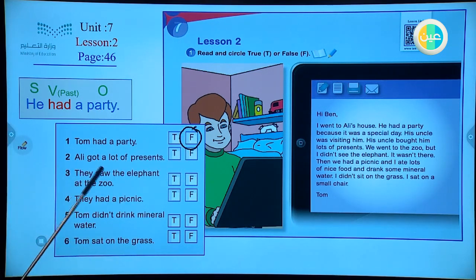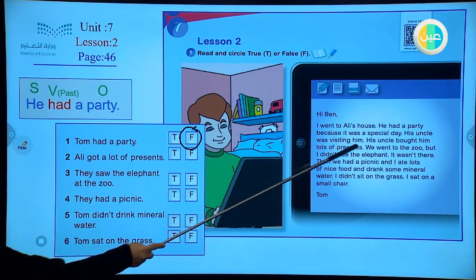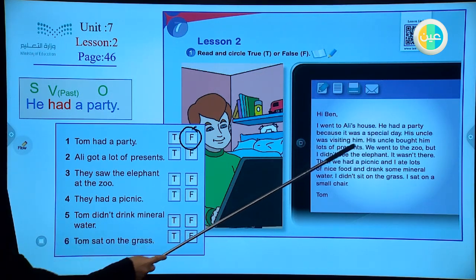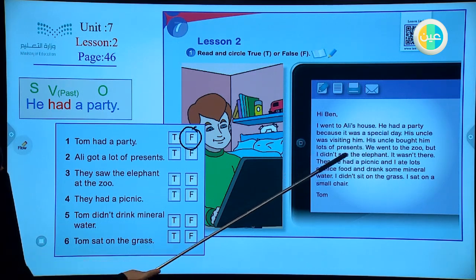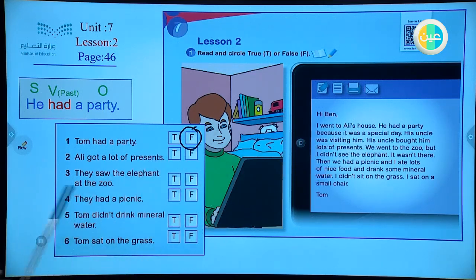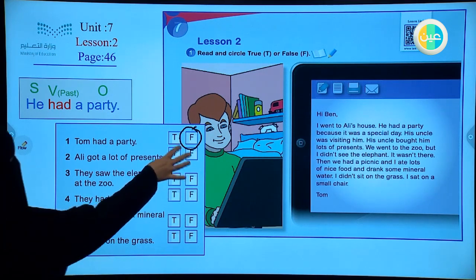Ali got a lot of presents. He had a party because it was a special day. His uncle was visiting him. His uncle bought him lots of presents. So yes, Ali got lots of presents.